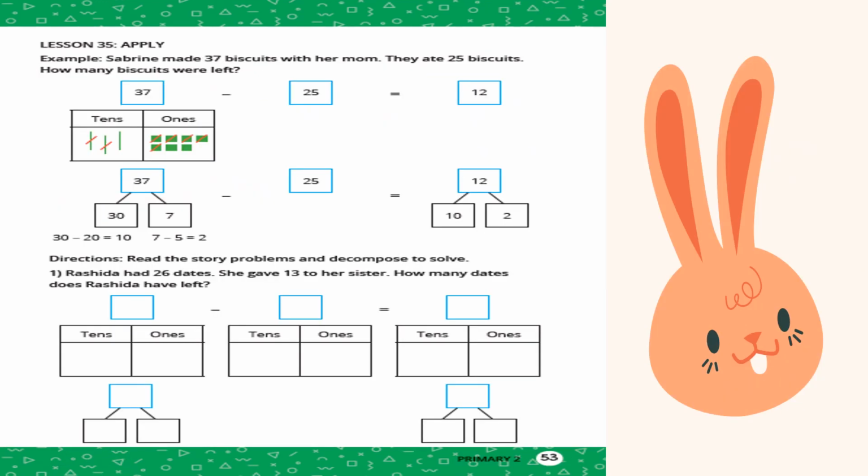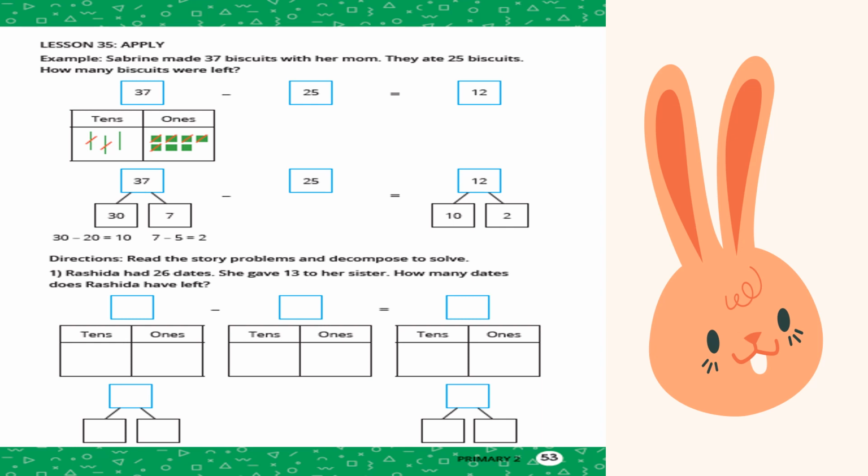Let's move to lesson 35. Sabrine made 37 biscuits with her mom. They ate 25 biscuits. How many biscuits were left? Left is a keyword for what? Yes, left is a keyword for subtraction. So 37 minus 25. Let's start with ones. 7 minus 5. Count from small to big. After 5: 6, 7. How many fingers? 2 fingers. 3 minus 2, 1. So 37 minus 25 equals 12.